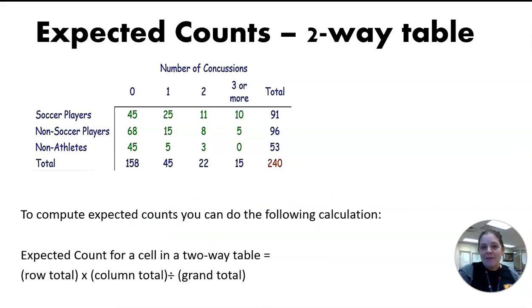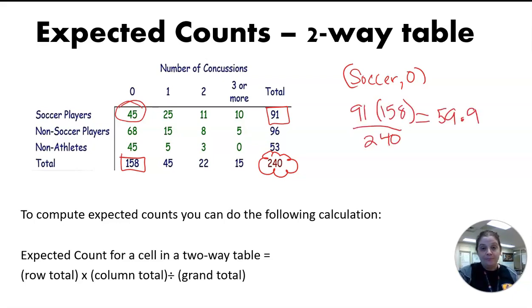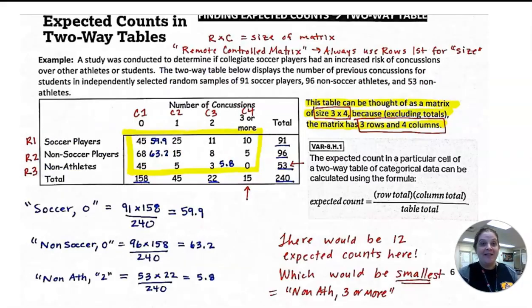For some people, though, this doesn't cut it. So you can also use this little thing that you can memorize. The expected count is always the row total times the column total divided by the grand total. For example, to find the expected count for soccer players who have 0 concussions, I would take the row total, 91, times the column total, 158, divided by the grand total, 240. That gives me that same 59.9 we had before, which is my expected count for that cell.